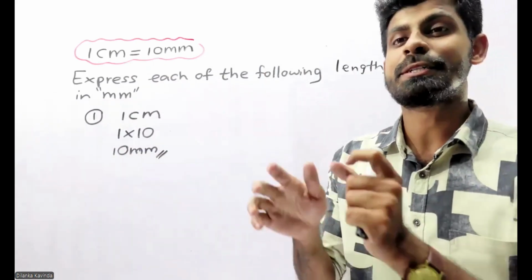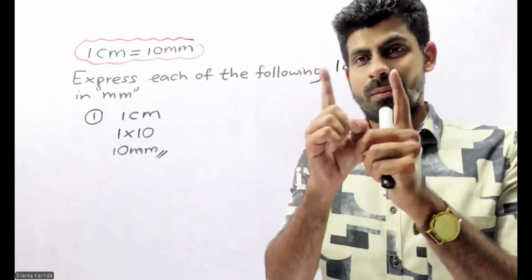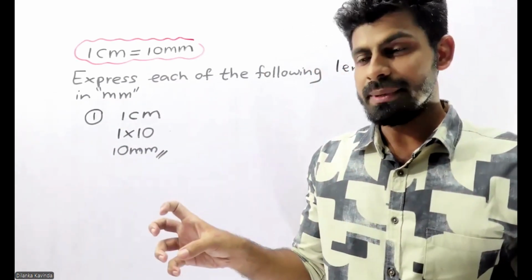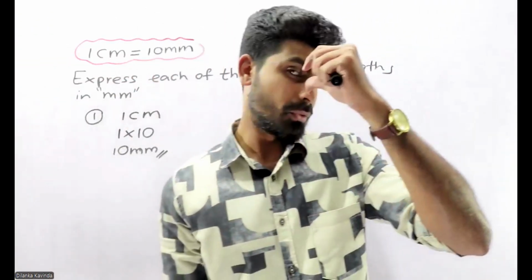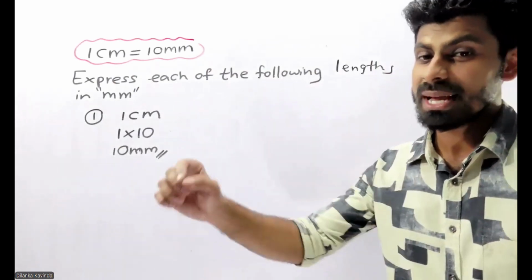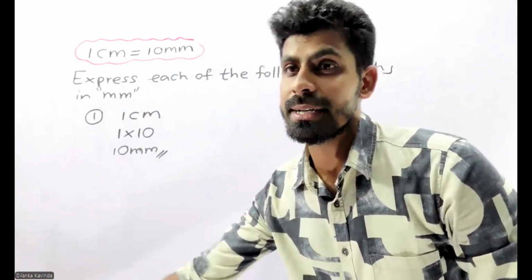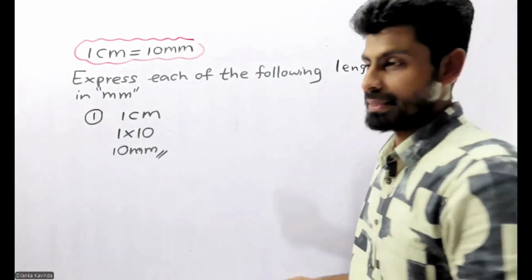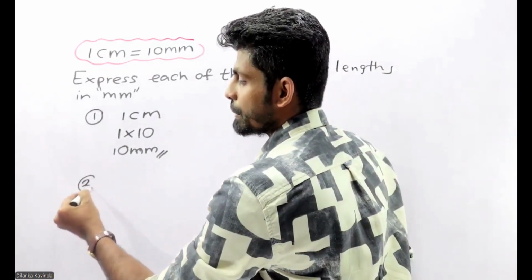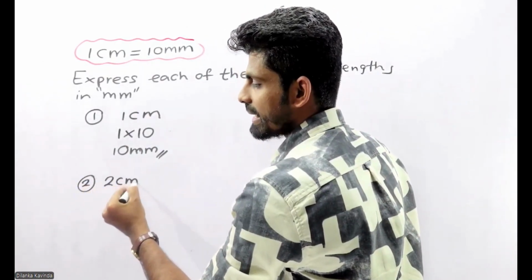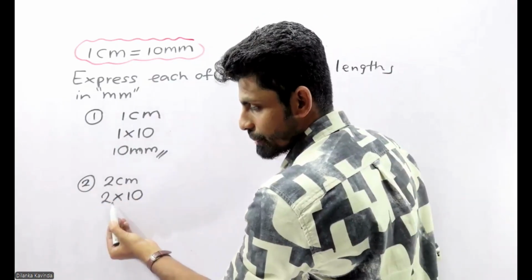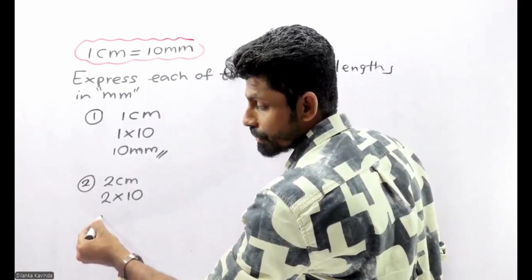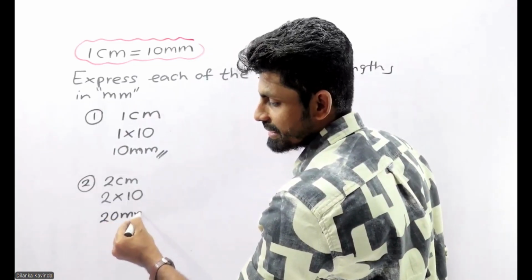How to convert to millimeters? 1 centimeter equals 10 millimeters, no? So therefore we need to multiply by 10. You need to multiply by 10. Look at this one. 2 centimeters. That means 2 multiplied by 10. 2 into 10, so that means add a 0. 20 millimeters.